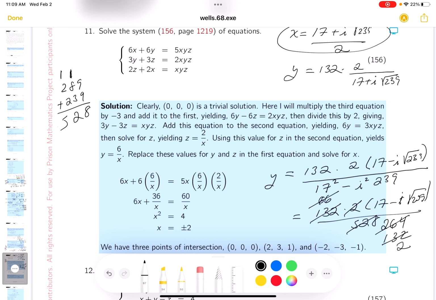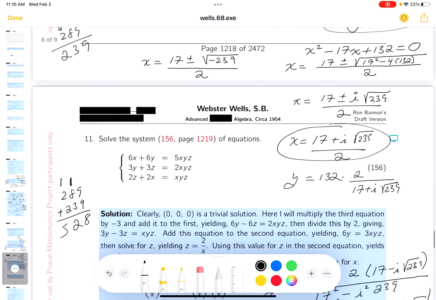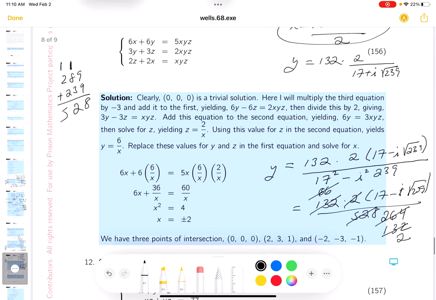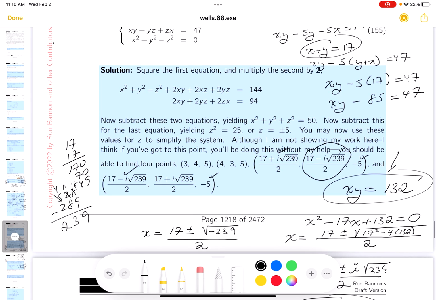Look at that. It's a miracle. What do you get over there? What they said you're going to get, which is 2 on the bottom, and on top you get 17 minus i root 239. Remarkable, all right? It's a lot of work, yeah.